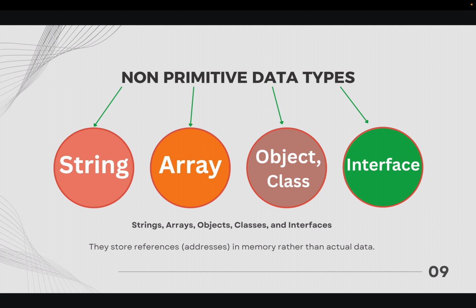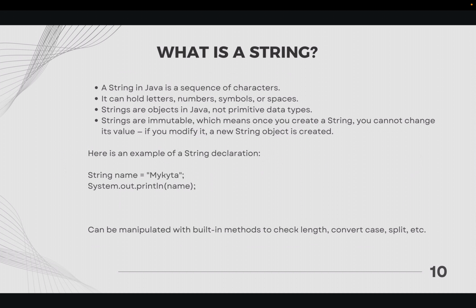Alright, so non-primitive reference data types. This includes strings, arrays, objects, classes, and interfaces. They store references, like addresses in memory, rather than actual data. Keep in mind that all the primitive data types start with a lowercase character and non-primitive data types with an uppercase letter. So for now, we will focus on string only.